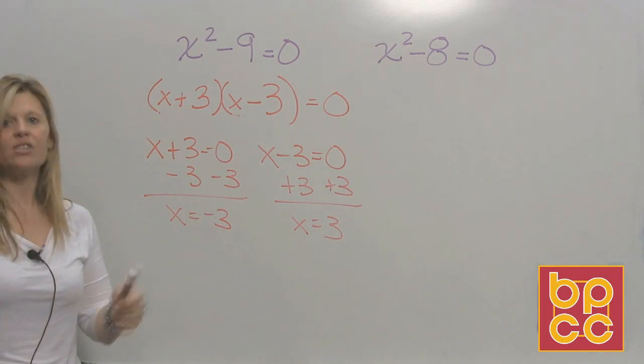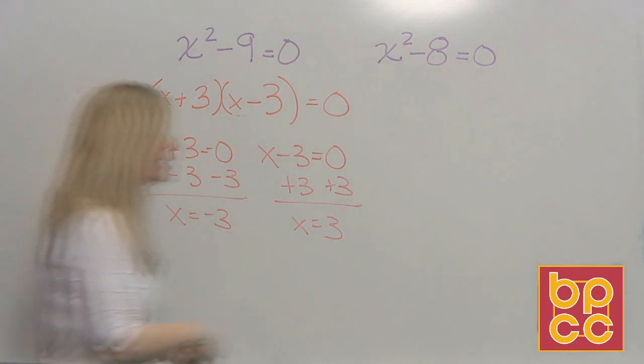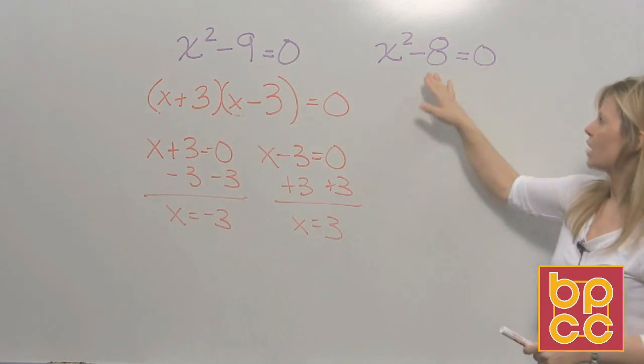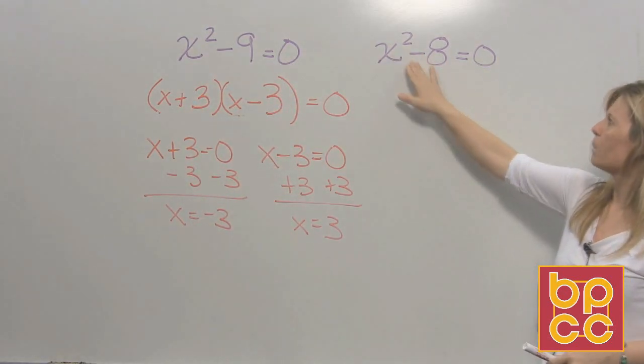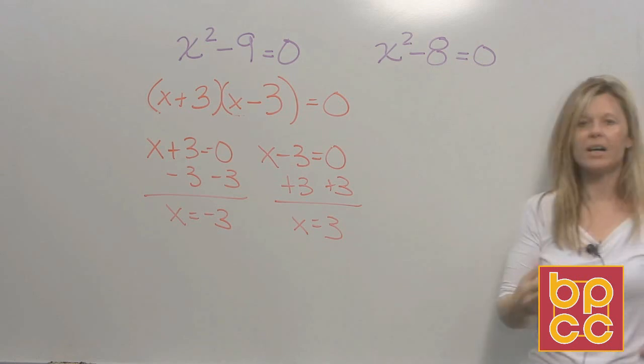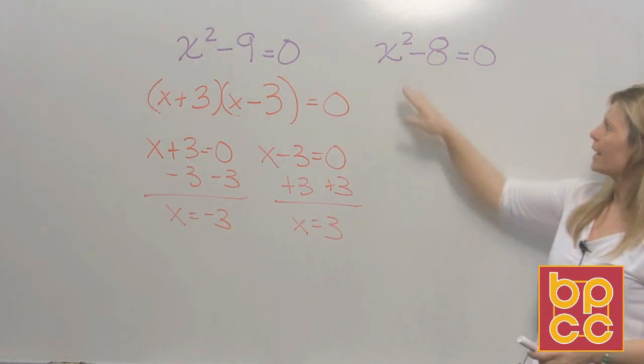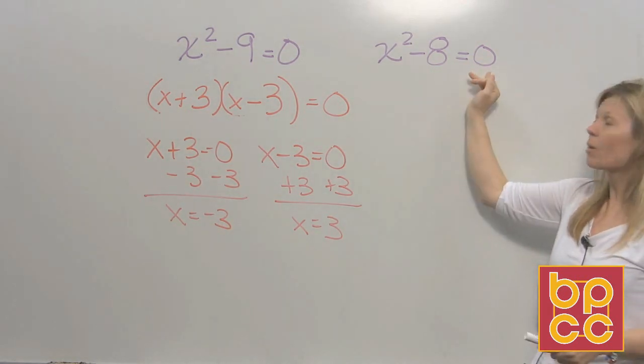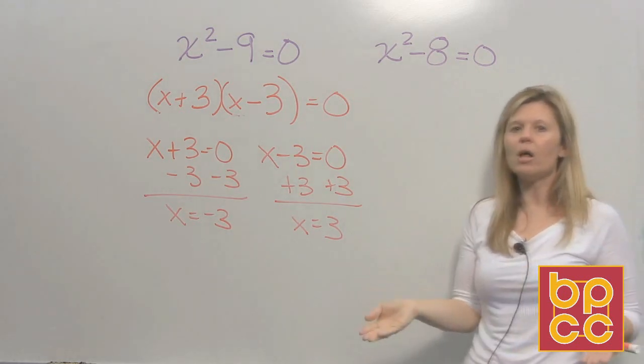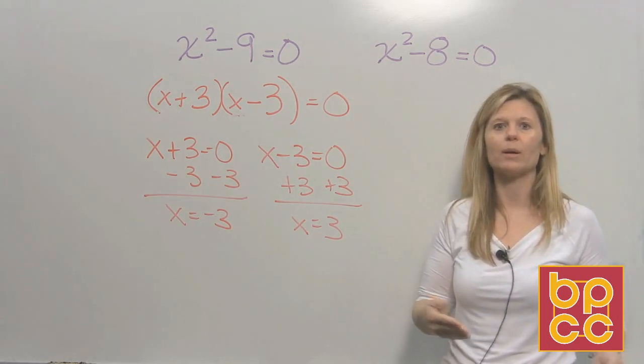Now, here is today's problem. This is the quadratic equation I want you to solve. X squared minus 8 equals 0. Again, we know it's quadratic. It has an x squared. It's already set equal to 0. So all I'm asking you to do is, can you factor it?